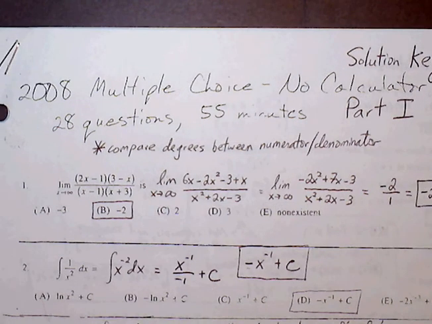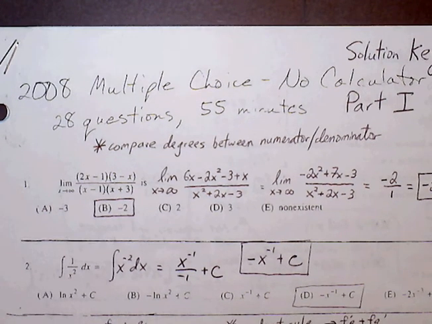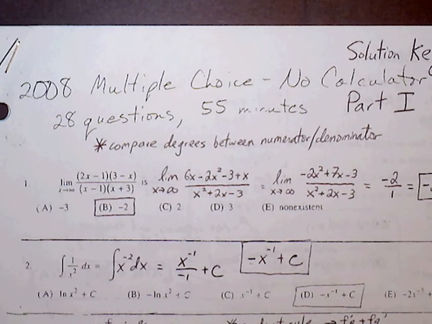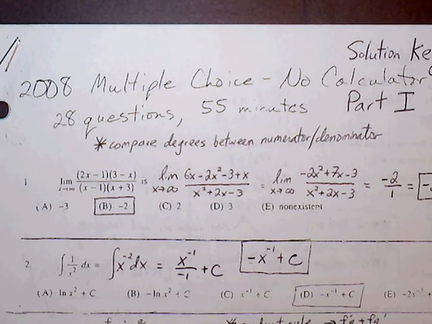This is the 2008 multiple choice non-calculator portion. This is part 1. This is the 2008 AP AB Calculus exam. I wanted to just go through some of these problems in order and see how much we can get through.